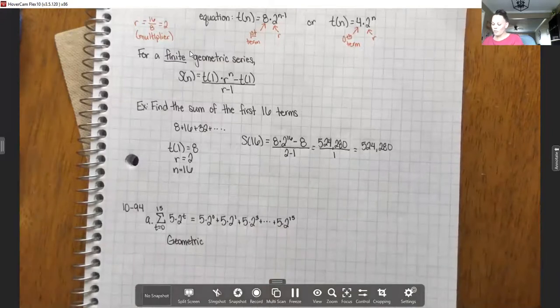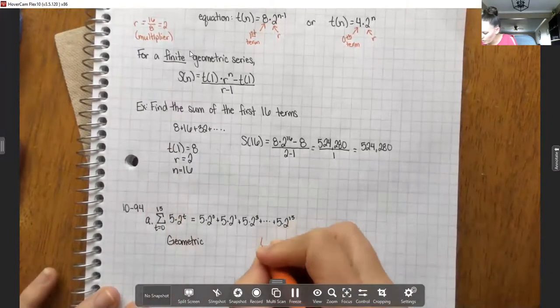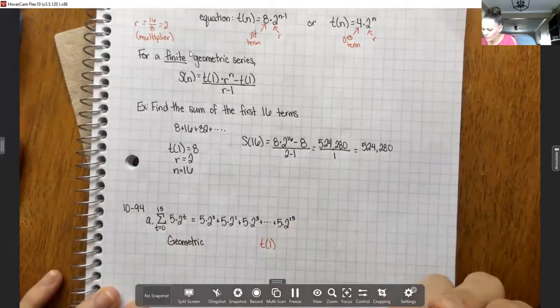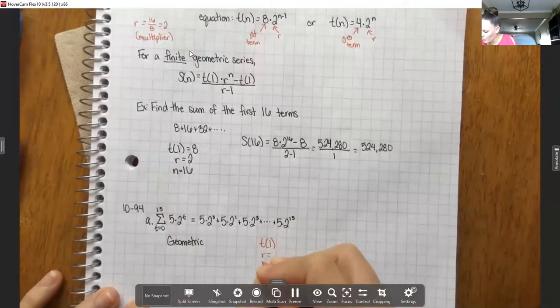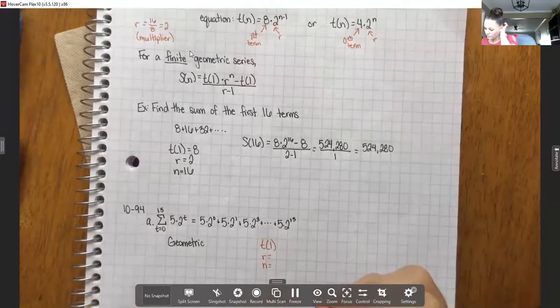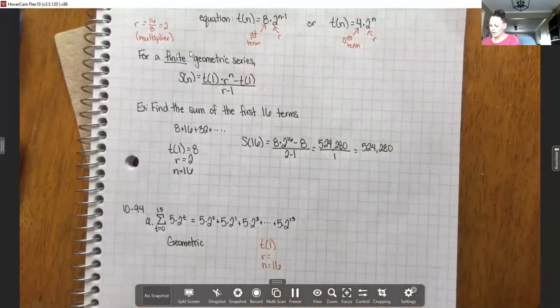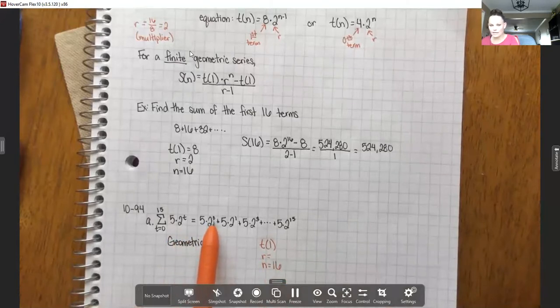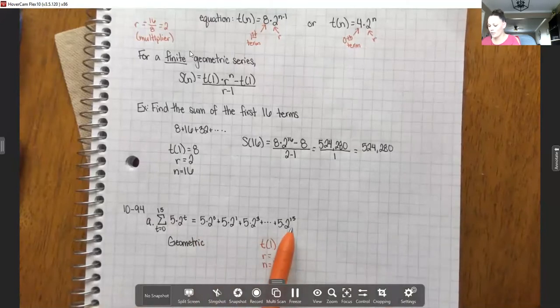So for this problem, we still need to know these same 3 pieces of information. We need to know the first term, we need to know what our multiplier is, and we need to know what n is. So here n is still 16. It's not 15, because we're counting this 0. This is our first term, second term, third term, fourth term, all the way, and this will be our 16th term.